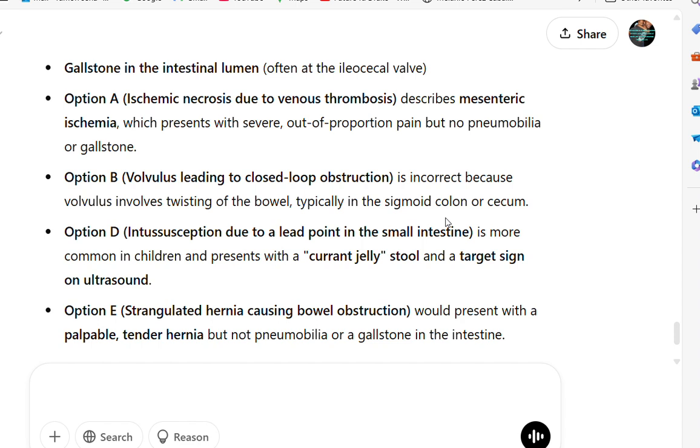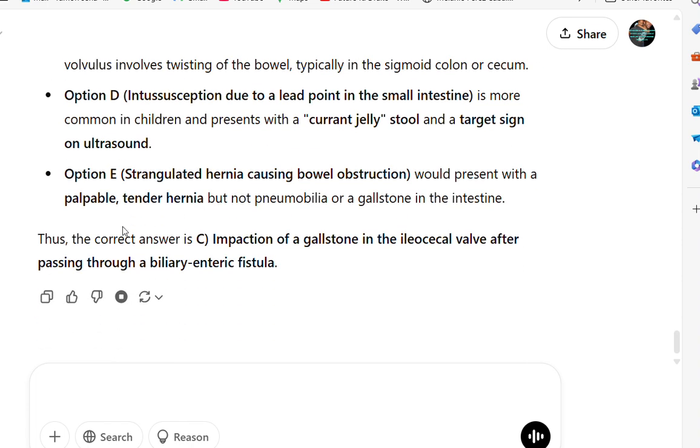Option D, intussusception due to a lead point in the small intestine, is more common in children and presents with currant jelly stool and a target sign on ultrasound. Option E, strangulated hernia causing bowel obstruction, would present with a palpable, tender hernia, but not pneumobilia or a gallstone in the intestine. Thus, the correct answer is C, impaction of a gallstone in the ileocecal valve after passing through a biliary enteric fistula.